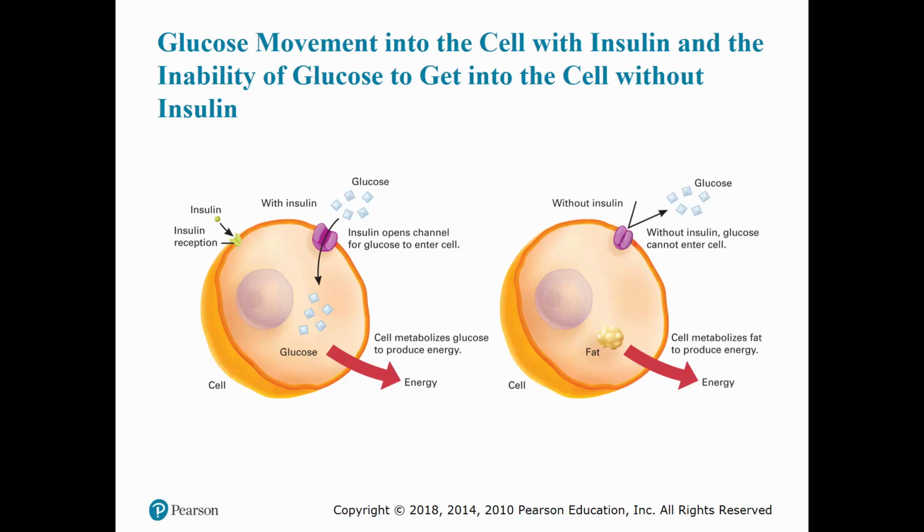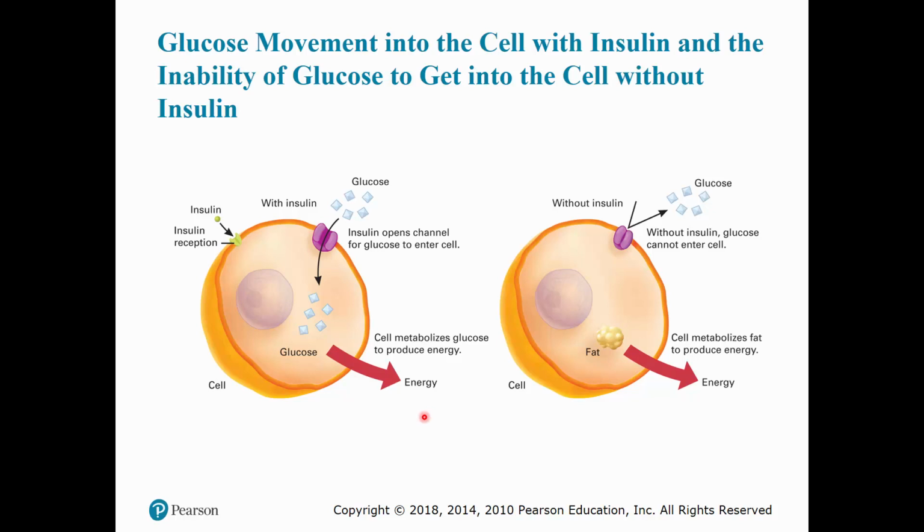So as I said, let me get my pointer. Insulin attaches to the receptor, then allows for the channel to open. So now glucose can enter. The glucose is now metabolized within the cell. If oxygen is available, it goes through aerobic metabolism and ATP, or energy, is released.